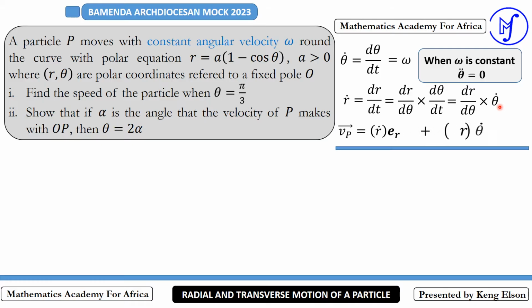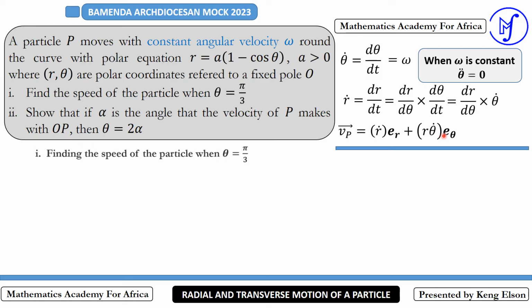Now the first key aspect as well is what is the velocity of the particle at any time t. So the velocity of the particle at any time t can be expressed in terms of its radial component and its transverse component. So the radial component is r dot, and the transverse component is r theta dot. This e r here simply represents the unit vector in the radial direction, and e theta represents the unit vector in the transverse direction.